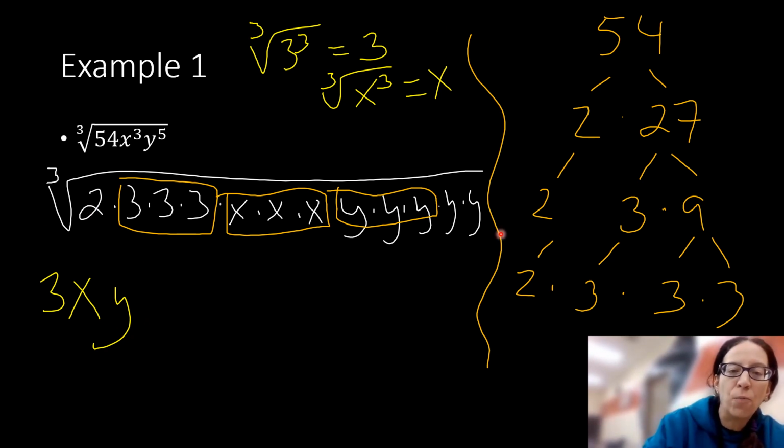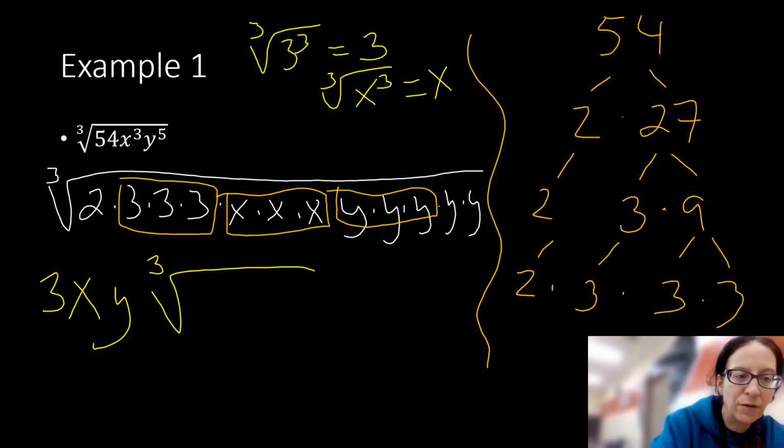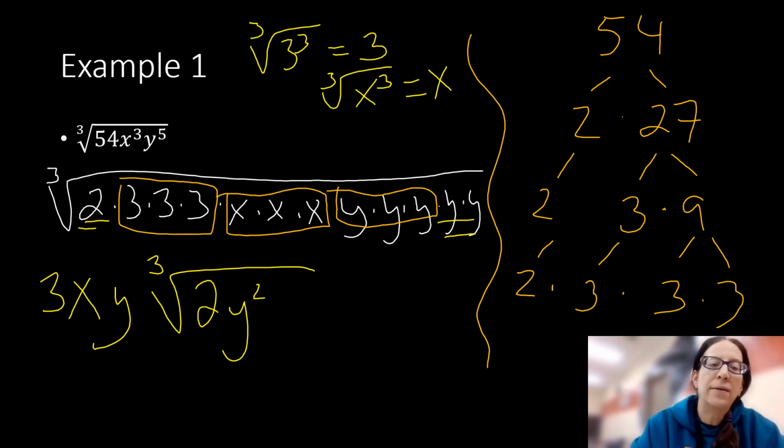Now we need to look at what is still underneath our radical there. Well, I still have a 2 that's underneath. And way down here, I have y times y, which is y squared. And we're done with the problem. Ta-da! Hopefully not too bad.